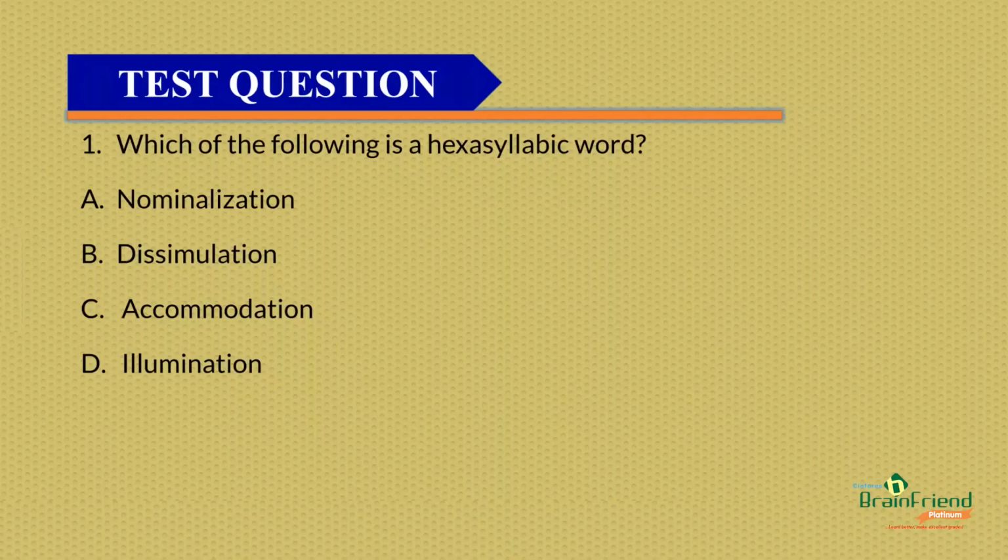Question 1. Which of the following is a hexasyllabic word? A. Nominalization. B. Dissimulation. C. Accommodation. Or D. Illumination. The correct answer is A. Nominalization.